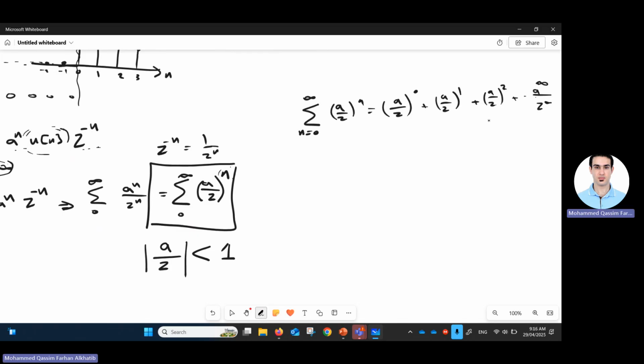All right. Now, let's imagine that a over z is larger than 1. Let's assume that one, let's call it 2, any value larger than 1. It's going to be 2. So I will have 2 to the power 0 plus 2 to the power 1 plus 2 squared all the way to 2 to the power infinity. In this case, what will the value be? The answer will be infinity. So in this case, it will diverge.